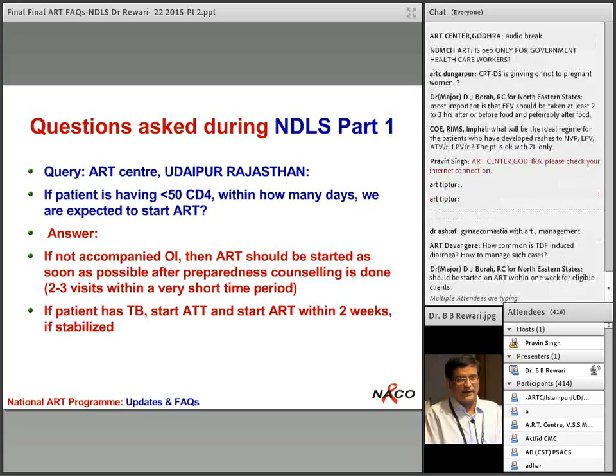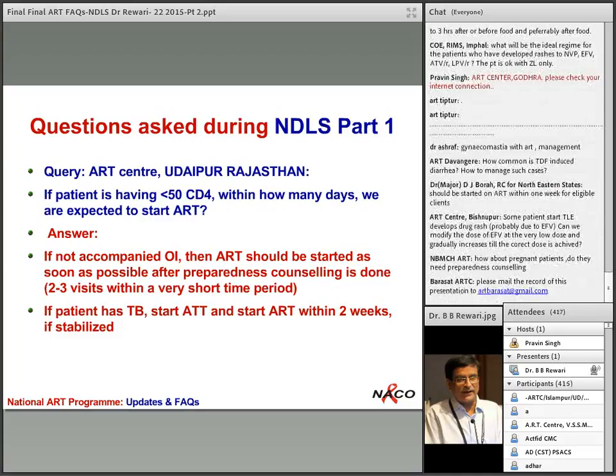But if the patient has TB, then you should start ATT and try to start ART within 2 weeks after stabilizing ATT.